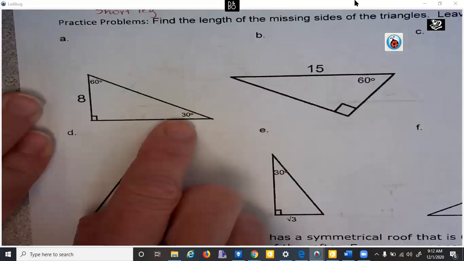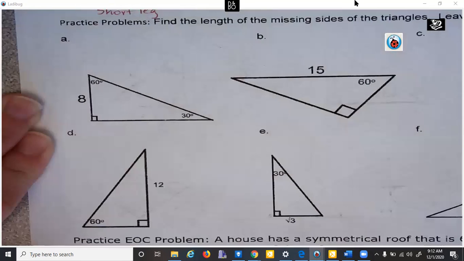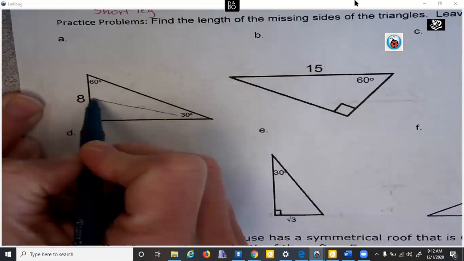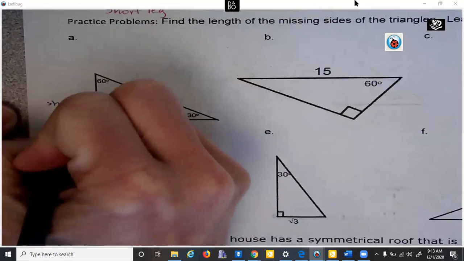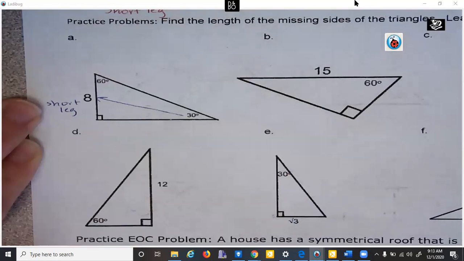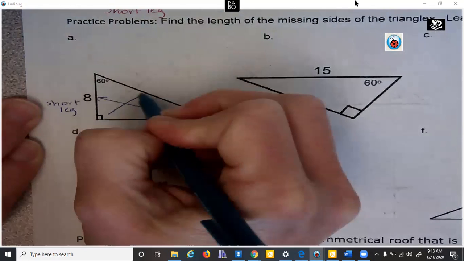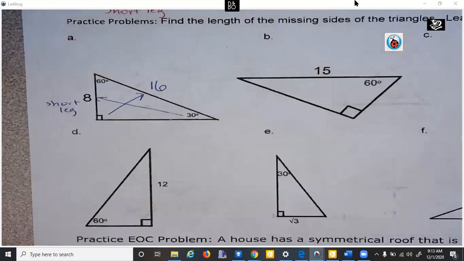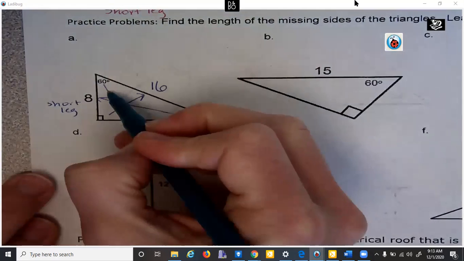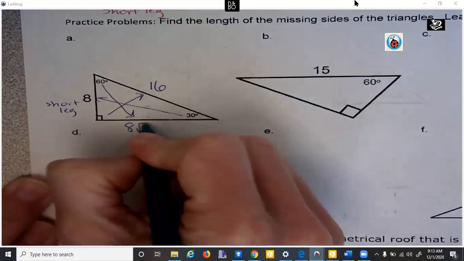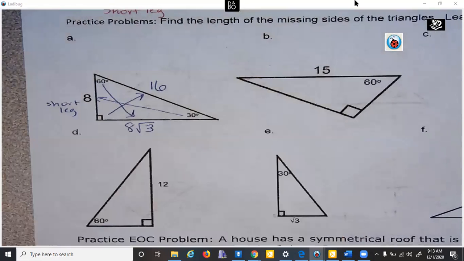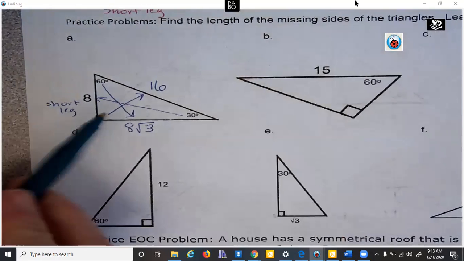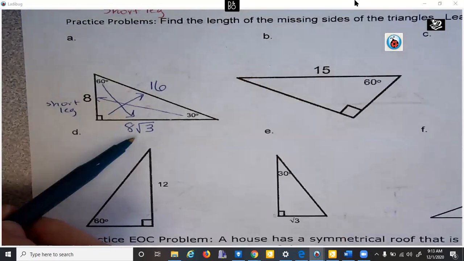All right, so let's look at this. We have a 30, 60, 90 triangle. Across from the 30 is called the short leg. The hypotenuse is twice the short leg. So this one is 16. The long leg is the short leg times square root 3. And that's all you can do on that one. So that's your answer. The short leg is 8. The long leg is 8 root 3. And the hypotenuse is 16.